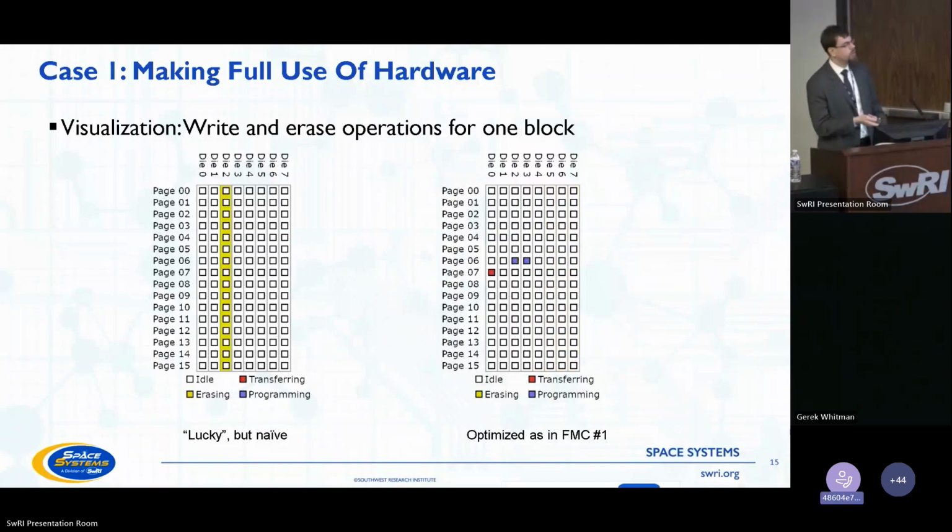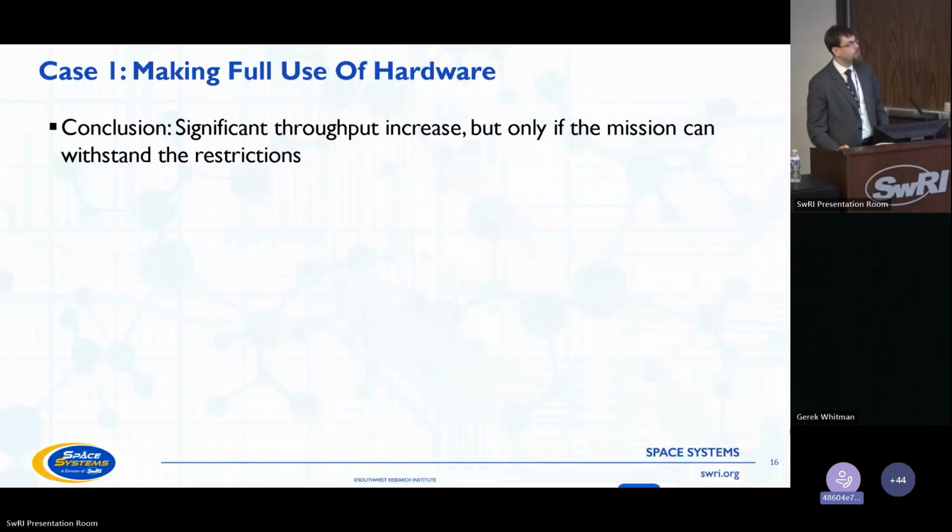So the conclusion for this is that if your mission operations can handle the significant restrictions, then you can get a lot of advanced throughput by being very particular with how you lay out the individual bits and bytes of your scientific observations. Okay, so that's case 1.